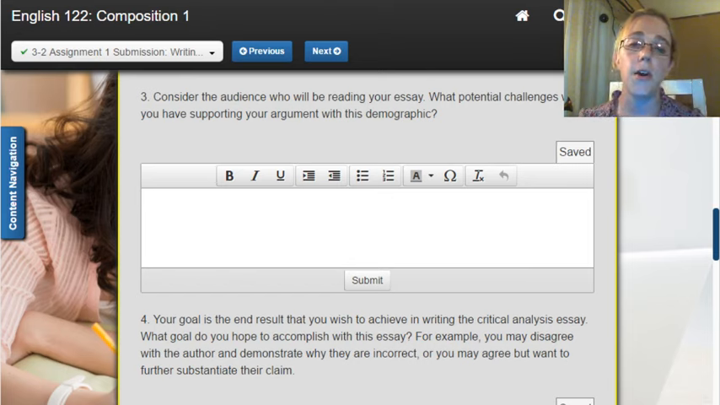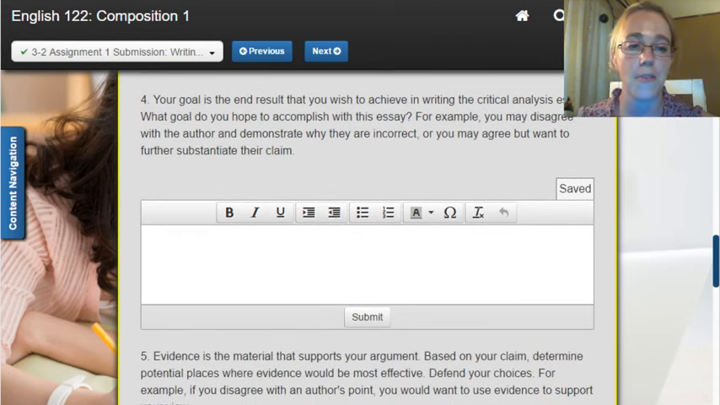Okay, and then we also want to be sure we talk about the potential challenges of supporting our argument with that demographic. So state who your audience is beyond me, and what challenges will you have in reaching them? Okay, and let's get our 5 to 8 sentences for that paragraph, and make sure that you're submitting in Mindedge.